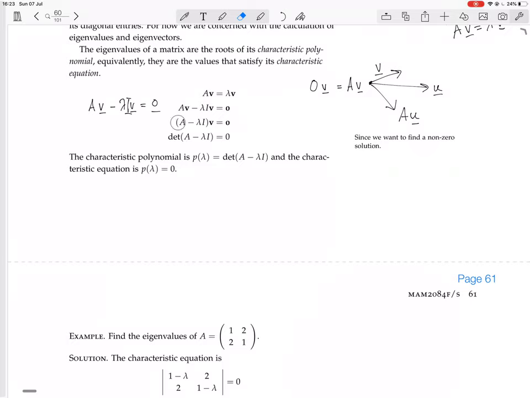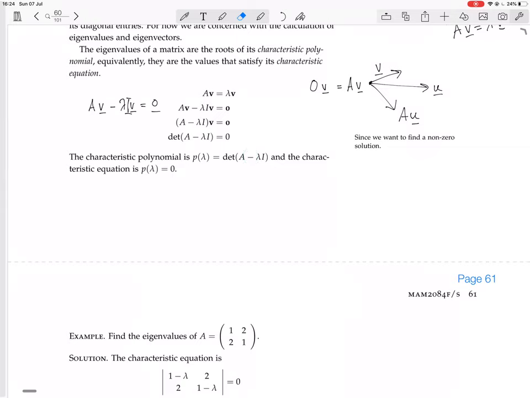So we want this matrix to not be invertible, right? If lambda is an eigenvalue, it must make this matrix not invertible. When is this matrix not invertible? Of course, when its determinant is zero, right? When the determinant is zero, then your matrix is not invertible. So what we want is to choose the lambdas such that the determinant is equal to zero.